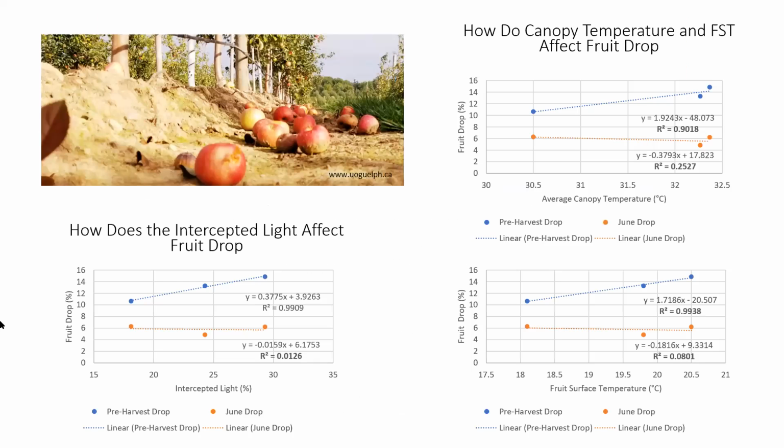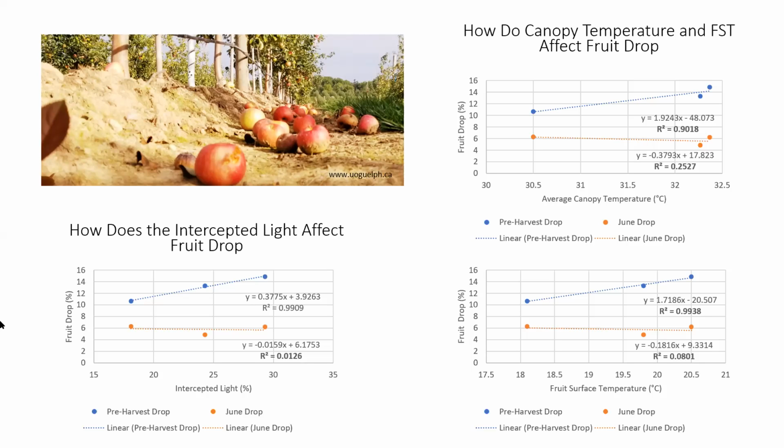So instead of looking at the treatment effect, we plotted fruit drop against fruit surface temperature, canopy temperature, and intercepted light to see if there's any significant correlation. And there were. We got a nice R-square of 0.9 for correlations between pre-harvest drop and all 3 factors: fruit surface temperature, canopy temperature, and intercepted light. However, there were no significant correlations between those factors and the percentage of June drop.